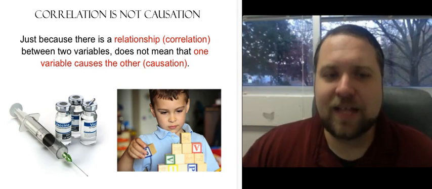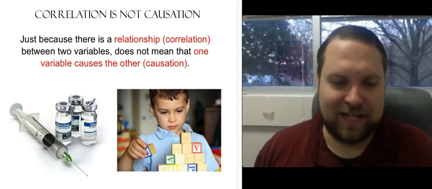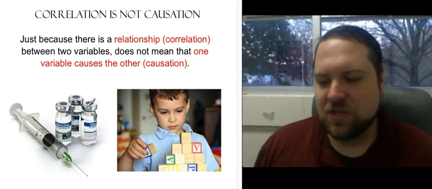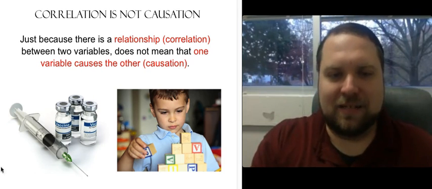So again, with scatter plots, remember scatter plots are just used to find a relationship between two things. We can have a positive relationship, a negative relationship, or no relationship. We call that relationship a correlation. And folks, please remember, correlation does not equal causation.